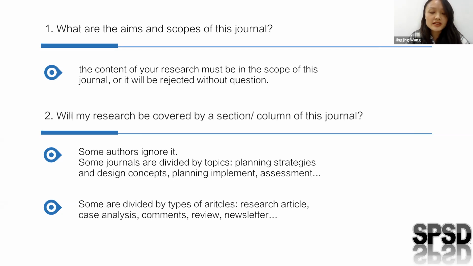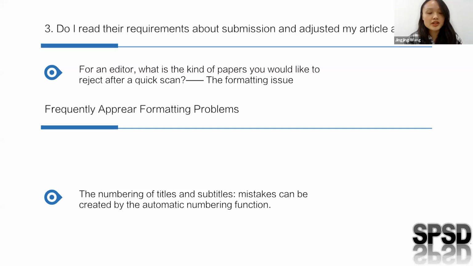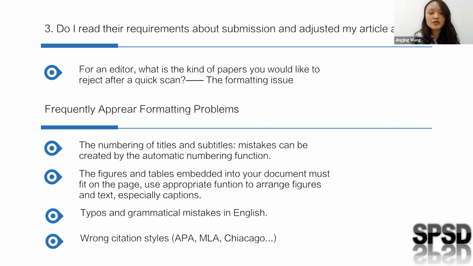If your topic is exactly what the journal focuses on and your research is innovative, I can say you are just halfway from being accepted. After the first 2 insurances before submission, now you have to make sure your article will not be denied on the very first glance.